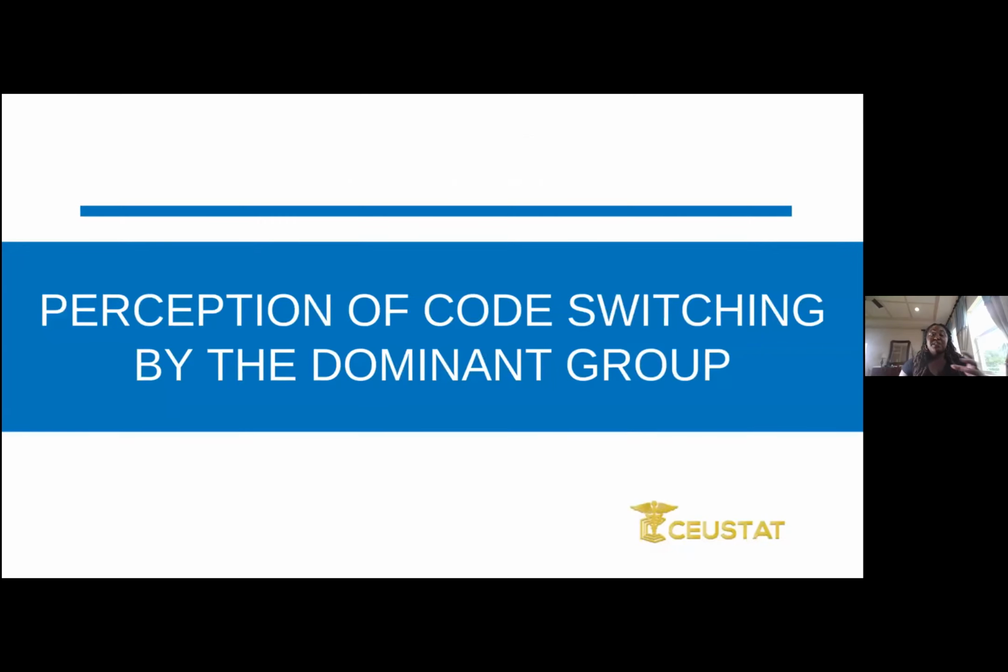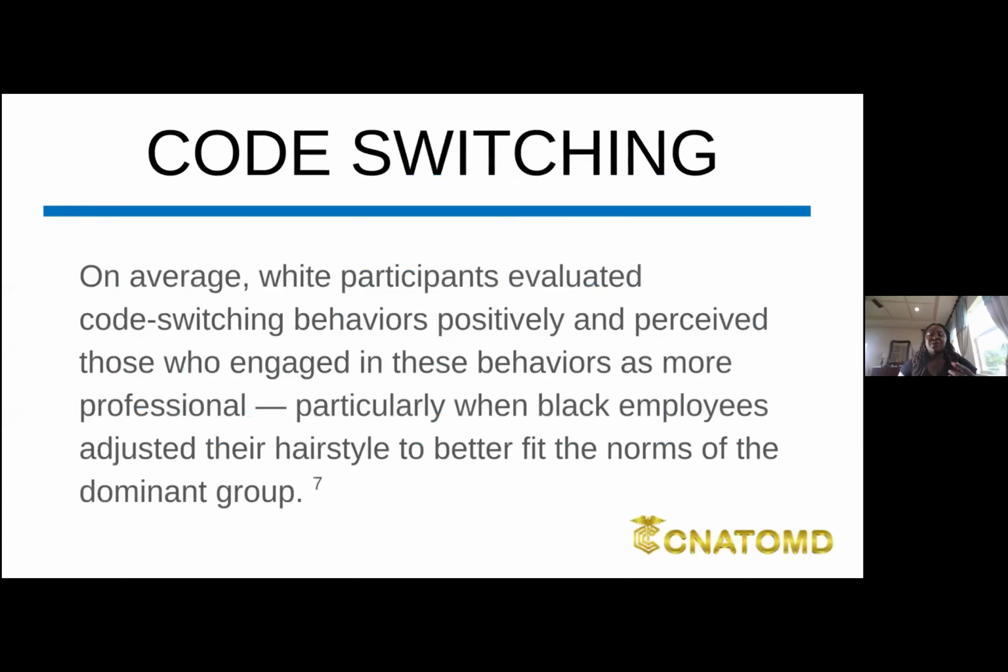So here are some examples about perception of code switching from the dominant group. You may say, okay, code switching, never heard of this, it's not a real thing. But here's some data where they interviewed some white participants and looked at the behaviors around code switching. In general, they perceived the behaviors as more professional. For example, Black employees who adjusted their hairstyles to fit European standards were viewed as more professional. Wearing your natural hair is considered disruptive, or wearing dreads or braids, versus a perm or weave or long straight hair or versions of that.